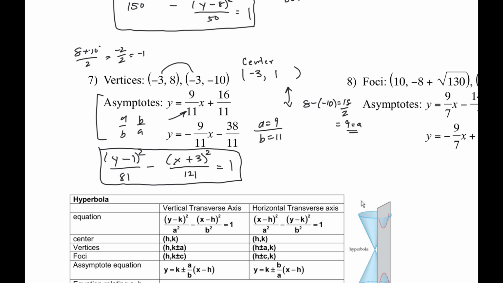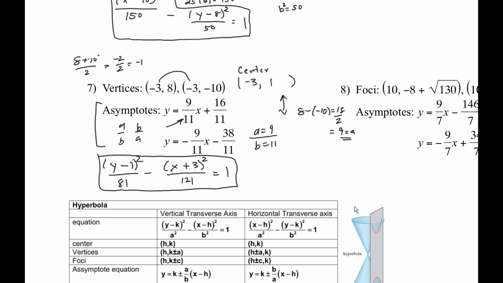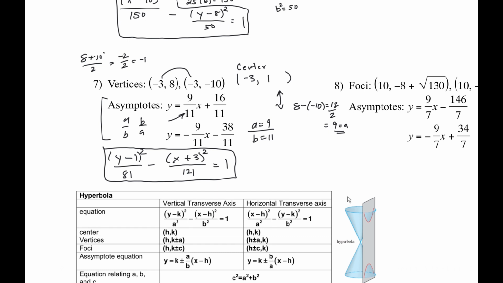So take your time with these. It definitely helps to know the shape. I was using a lot of references to how far apart things were. And what I was doing was talking about the distances between the vertices, and what we would call the distances this way with the endpoints of the conjugate axis.